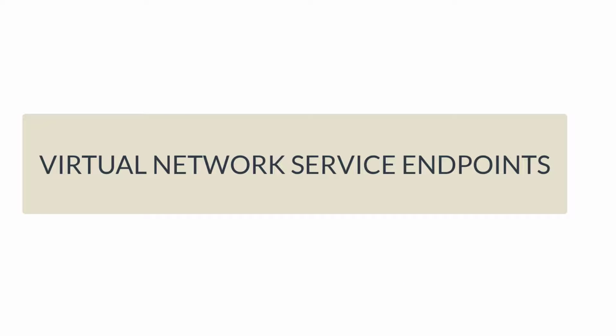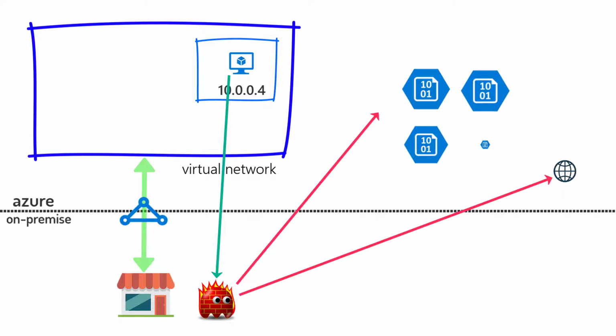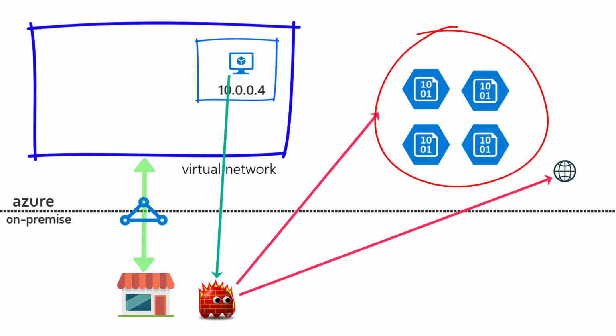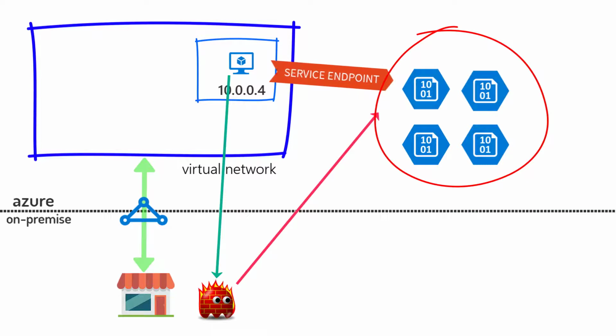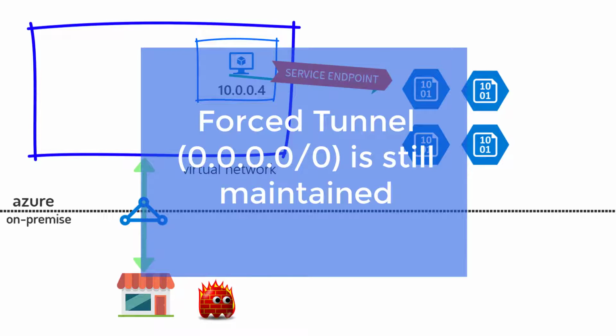Let's go back to the scenario and talk about how things would change if we implemented Azure Virtual Network Service Endpoints. The traffic between the subnet where the virtual machine resides to any storage account in the region where the virtual network resides always stays inside the Microsoft backbone network and it reaches using an optimized direct route while still maintaining your forced tunnel route to on-premise.